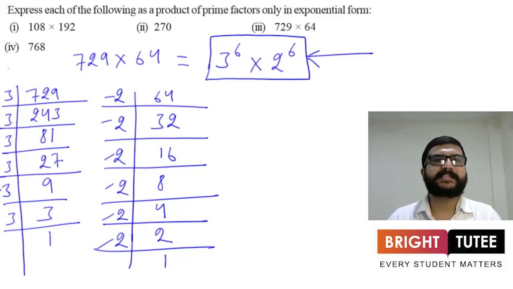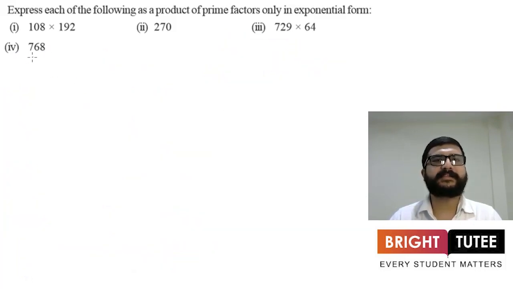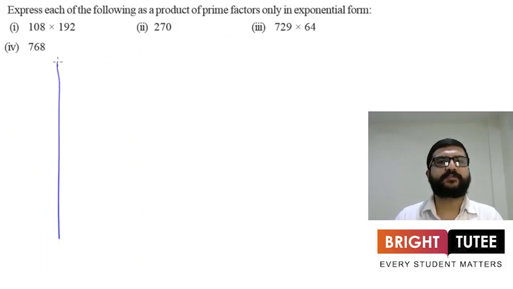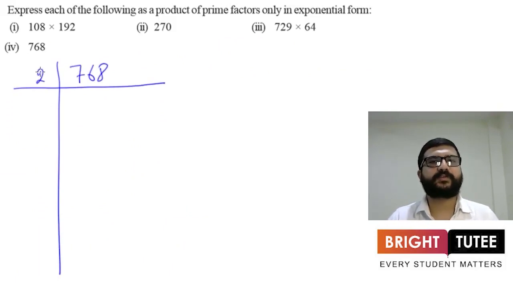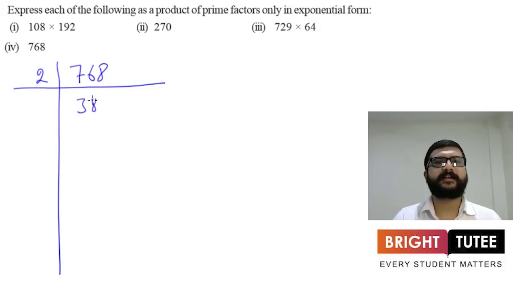Now the last part of the question, the number is 768. So again we have to do prime factorization for this number. 768. This goes with 2. Now 768 divided by 2. What will we get from here? We will get 384. Now this is again divisible by 2.